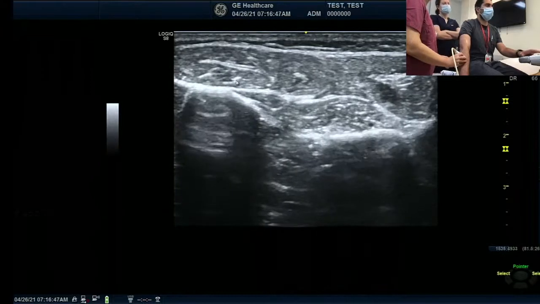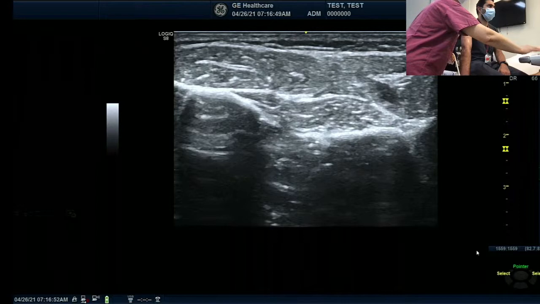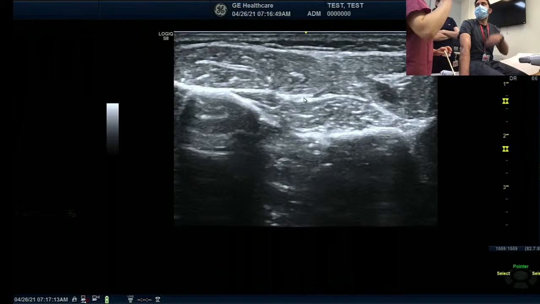You want to freeze here? Yeah. Here. So this is the EDC. This round one is EDM. This is ECU. And in between, this is the EPL, this is APL, but you guys can see this dot at the radial nerve. So the PIN is there.